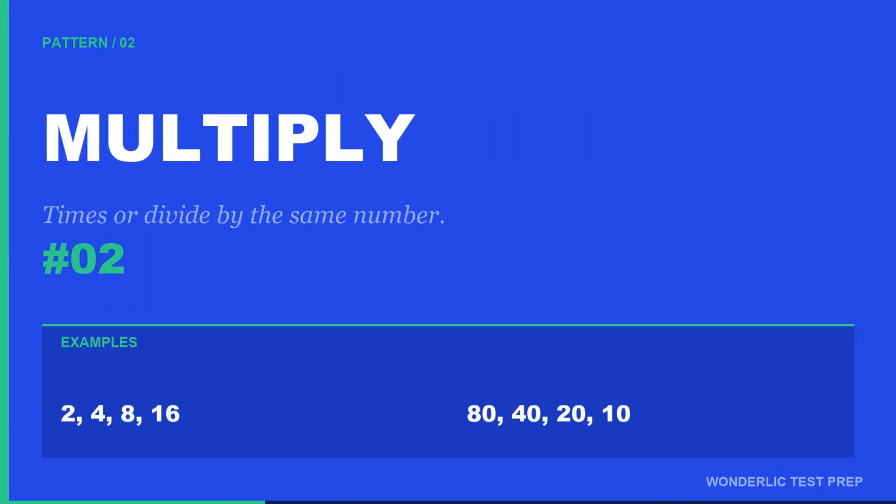Pattern 2, multiply or divide. Now you're not adding, you're scaling. 2, 4, 8, 16. Each number doubles. Times 2 every step, or it shrinks. 80, 40, 20, 10. Cut in half each time. If adding doesn't fit, try multiplying.